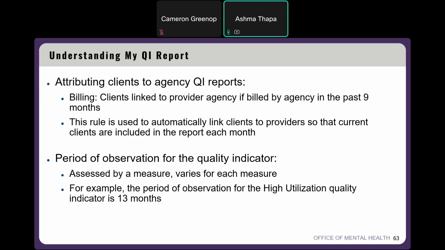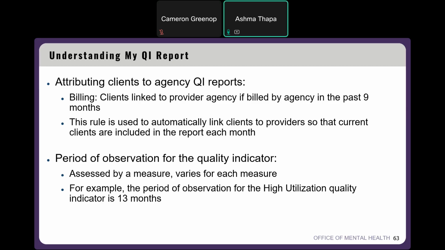So how are clients linked to your agency's QI report? Clients are linked to a provider agency if they have been billed by the agency in the past 9 months. We also pull information from the DOH MAP Health Home and Care Management Agency database. So clients that are linked to a provider agency, if they're enrolled in a health home or a CMA according to MAP, will also be linked to QI reports. And this rule is used to automatically link the clients to providers so that current clients are included in the report each month. The period of observation for the quality indicators does depend on which measures you're looking at, so it will vary for each of these measures.